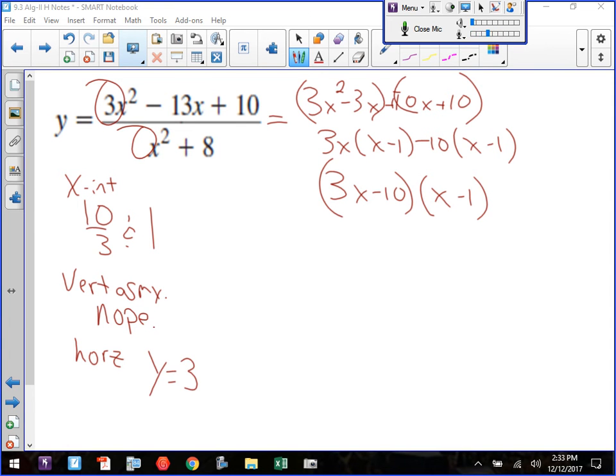Okay. So when you start to plot this, there's 10 thirds and 1. Well, here's 1. 10 thirds, that's a little bit more than 3, right? So at this point, I just have to take a guess on picking values in my domain. I'm not restricted by my domain here at all because there's no vertical asymptote. So why not just pick numbers that are easy to work with, like 0?